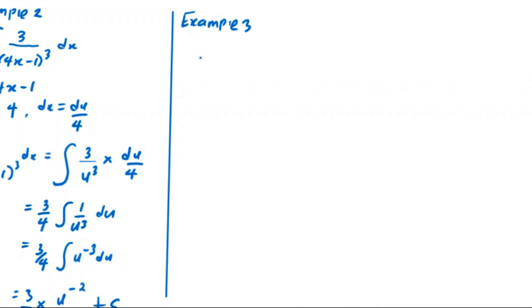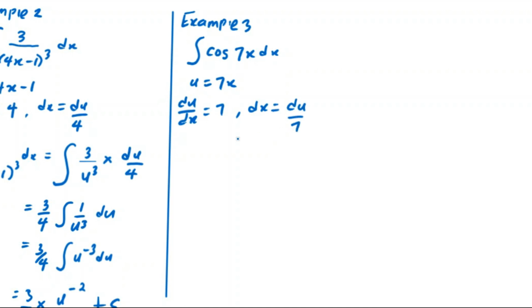So for example 3, we have the integral of cos 7x dx. Same approach, we'll let u be equal to 7x. So if u is equal to 7x, it means that du/dx is going to give us 7, which means our dx is equivalent to du divided by 7.